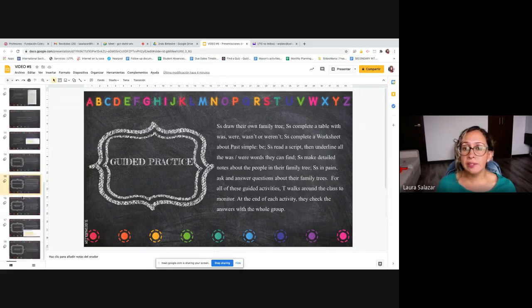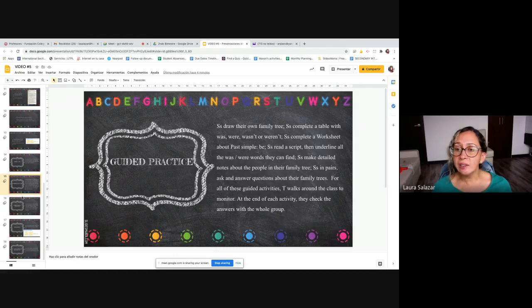For the guided practice, students draw their own family tree. Students complete a table with was, were, wasn't, or weren't. Students complete a worksheet about past simple be. Students read a script, then underline all the was or were words they can find. Students make detailed notes about the people in their family tree. Students in pairs ask and answer questions about their family trees.